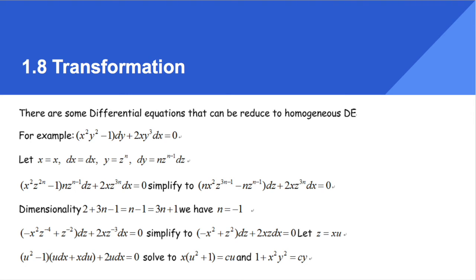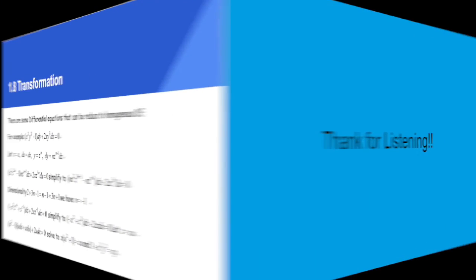The equation then is u squared minus 1 times u dx plus x du plus 2u dx equals 0. Solve to x times u squared plus 1 equals cu, and 1 plus x squared times y squared equals cy.